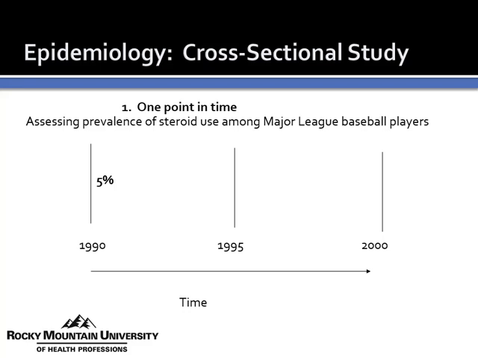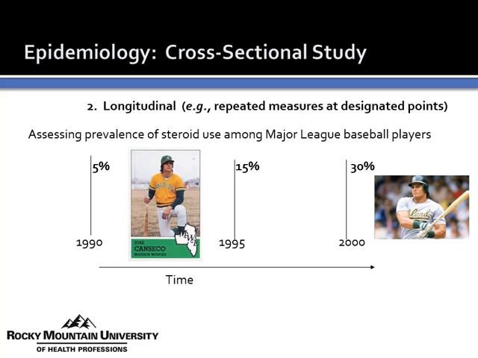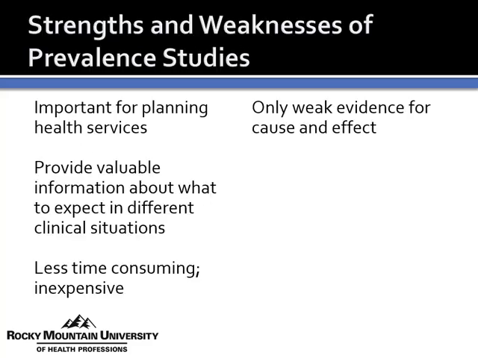Here's an example of serial cross-sectional studies. If you do things at one point in time, maybe the prevalence of steroid use in Major League Baseball players in 1990 was 5%, but maybe over time that increased. And so you're able to see that trend over those repeated time periods. Again, strengths and weaknesses, they're important for planning health services. They provide valuable information about what to expect in different clinical situations. They're less time-consuming, they're inexpensive, but they're only weak evidence for cause and effect.